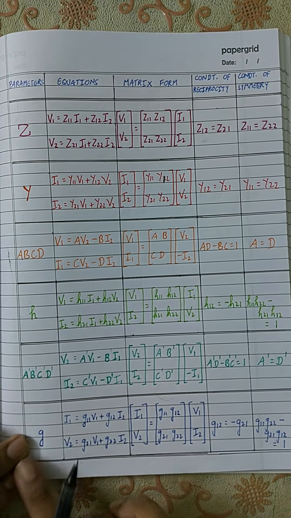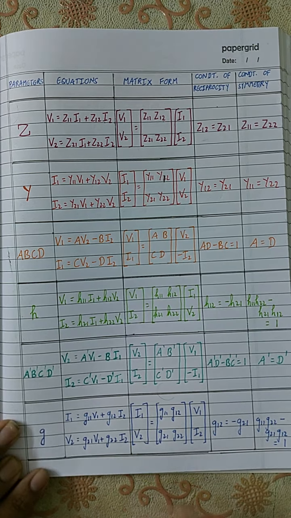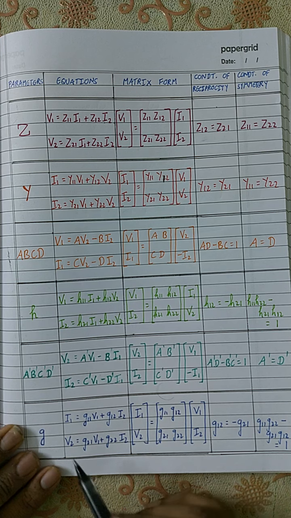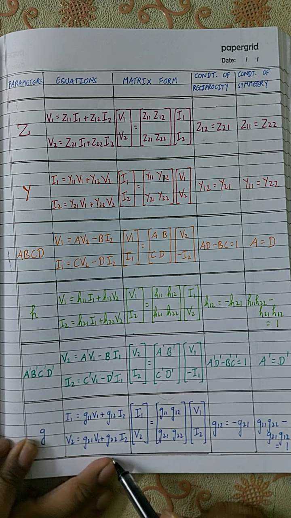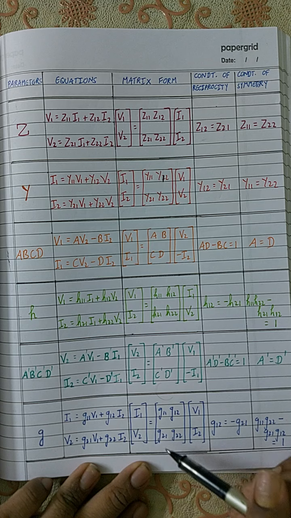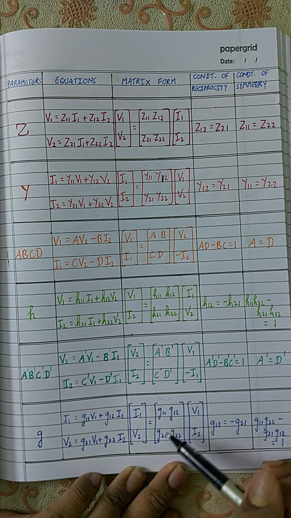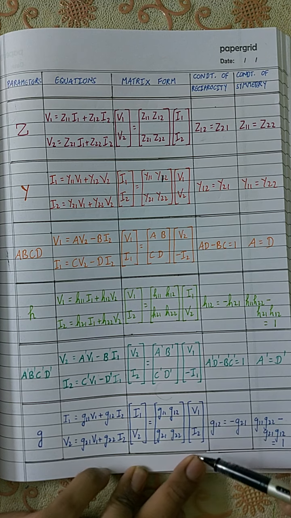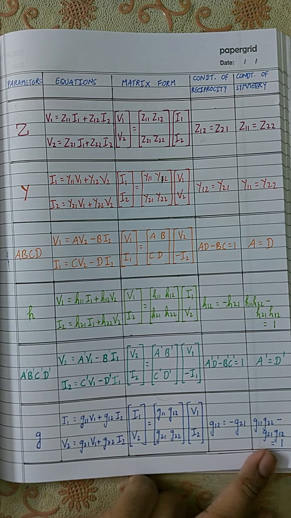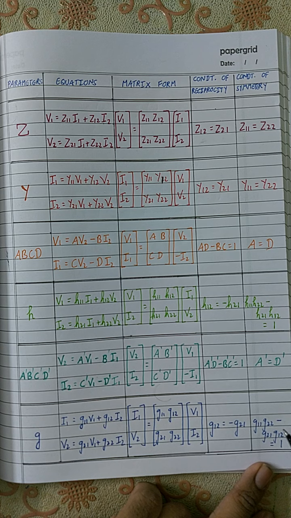Now the summary for the inverse hybrid parameters. The inverse hybrid parameters mean expressing I1 and V2 in terms of V1 and I2. So I1 is equal to G11 V1 plus G12 I2, and V2 is equal to G21 V1 plus G22 I2. And in matrix form, we say matrix I1 V2 is equal to matrix G11 G12 G21 G22 into matrix V1 I2. The condition for reciprocity is G12 is equal to minus G21, and the condition for symmetry is G11 G22 minus G21 G12 is equal to 1.